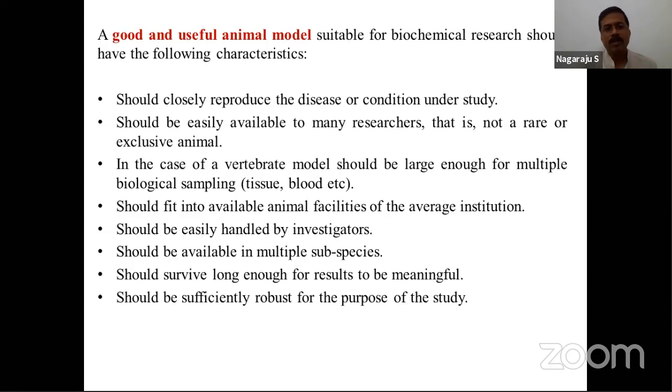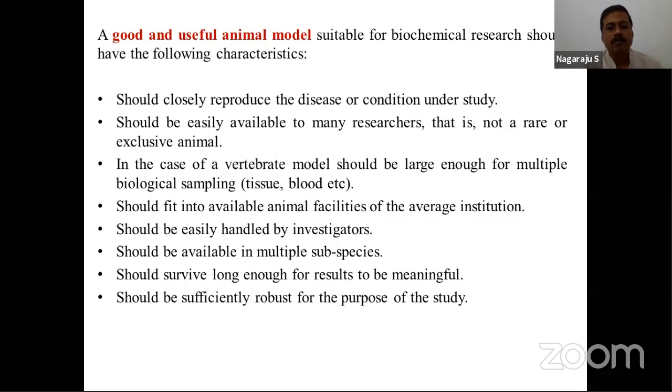The animal should closely reproduce the disease or conditions under study. This is very much important. So I want to select an animal that should replicate the disease conditions that we are going to observe in the host. For example, if humans are suffering from a disease condition and I want to use an animal model, it has to have similar characteristic features to what we observe in humans as well. Then only I can use that as an animal model. If I don't have characteristic features similar to those of the human, there is no point in using that animal as an animal model for that specific disease condition.